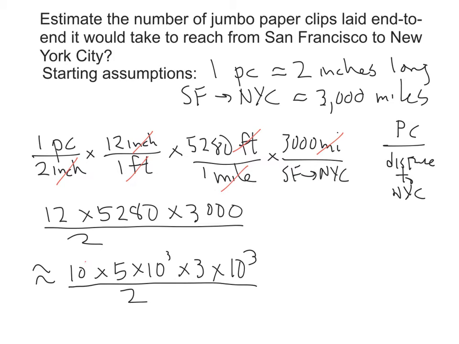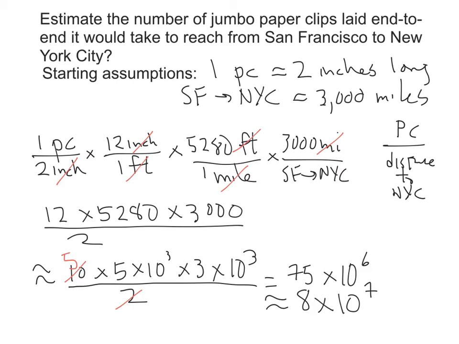If we do some canceling, that's going to get us 5, and that's going to get us 5 times 5 times 3, which is 75 times 10 to the 6th when we put our tens together, which means that our answer is approximately 8 times 10 to the 7th, or 80 million paper clips.